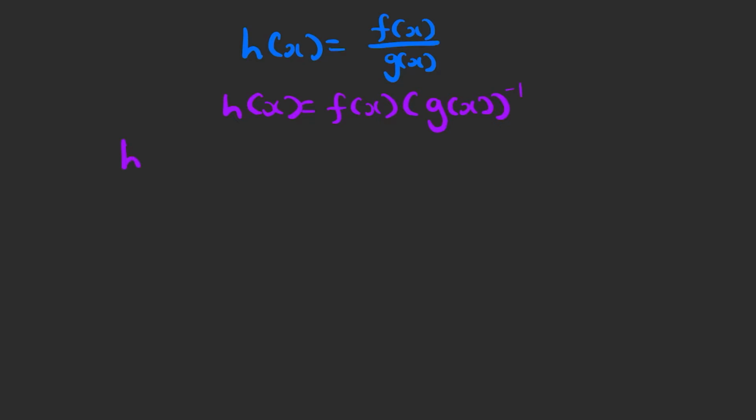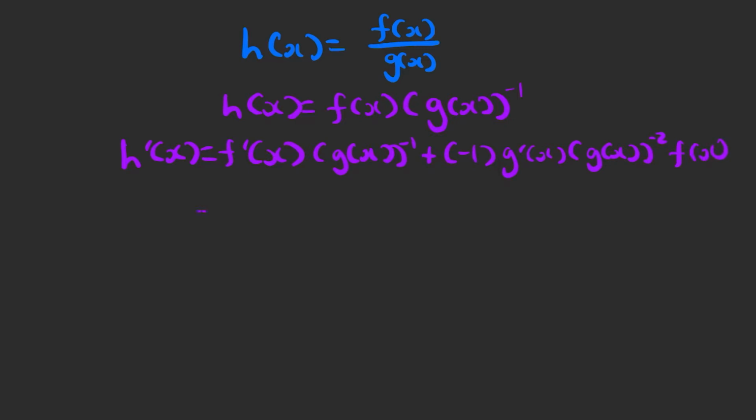So h prime of x would be equal to f prime of x times g of x to the power of -1 plus, differentiating g of x to the power of -1, we would get -1 times g prime of x times g of x to the power of -2 times f of x. Okay, good. So let's write this as some fractions. We would get f prime of x over g of x minus g prime of x over g of x all squared multiplied by f of x.